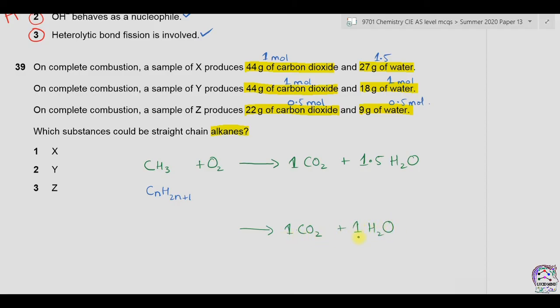So we have 1 carbon atom and 2 hydrogen atoms. So it is CH2 plus oxygen. For CH2, the general formula should be CnH2n. So this is the general formula for alkenes. So therefore this is not alkane, this is alkene.